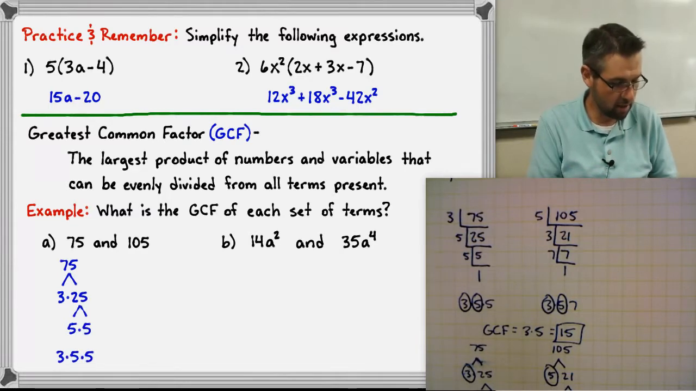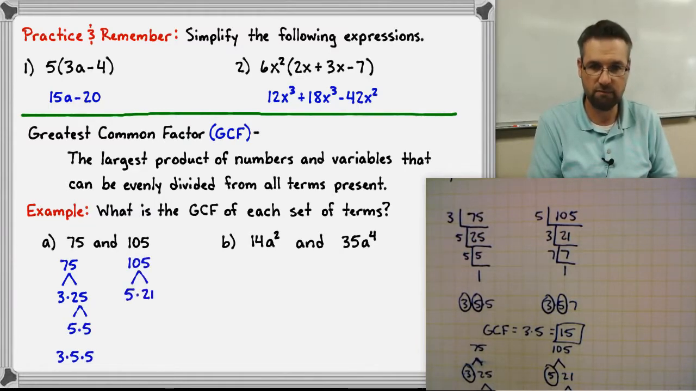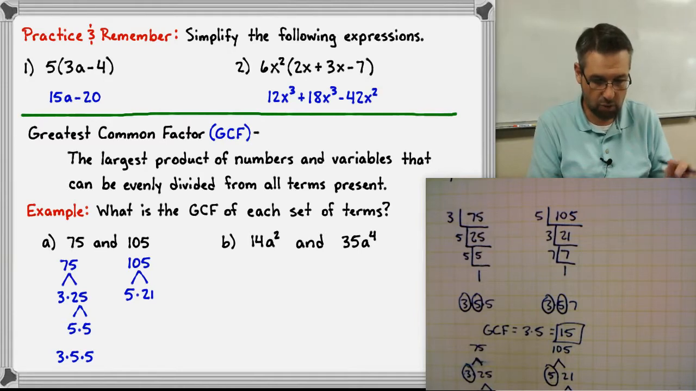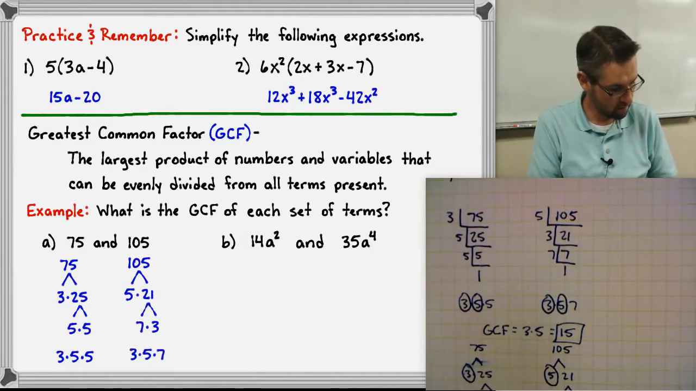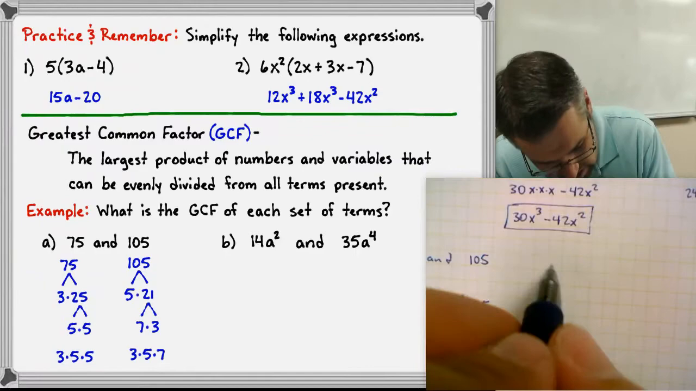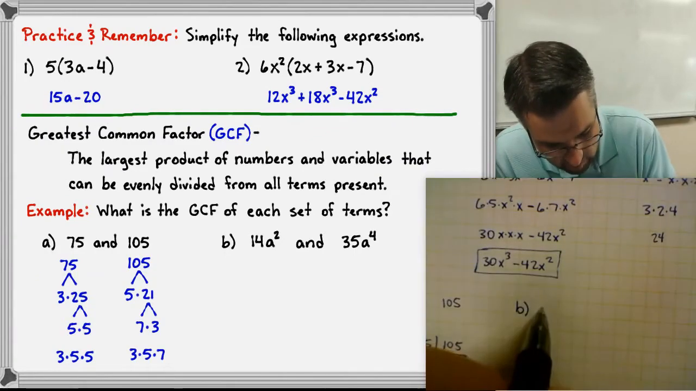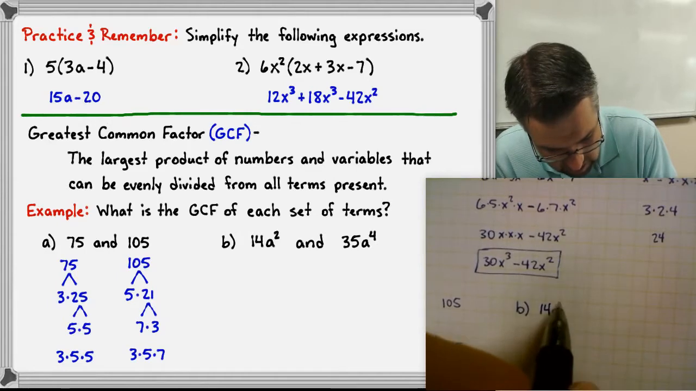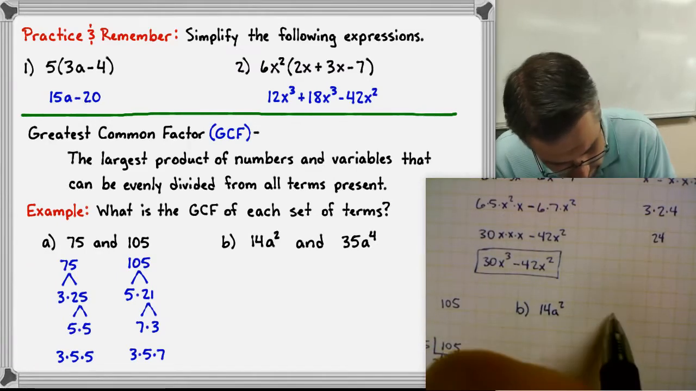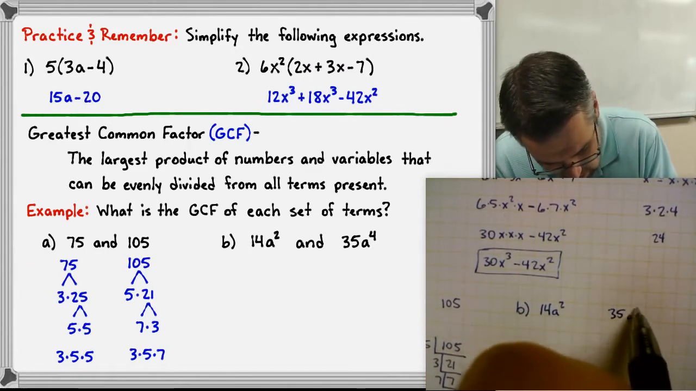So here you can see in my lesson, I did the factor tree method. And if you notice, actually, I factored it exactly the same way, but that's okay there. All right, for B, it's a little bit different because what do we see? Well, we see that B has some variables in it. It's got 14a squared, and it's got 35a to the fourth.